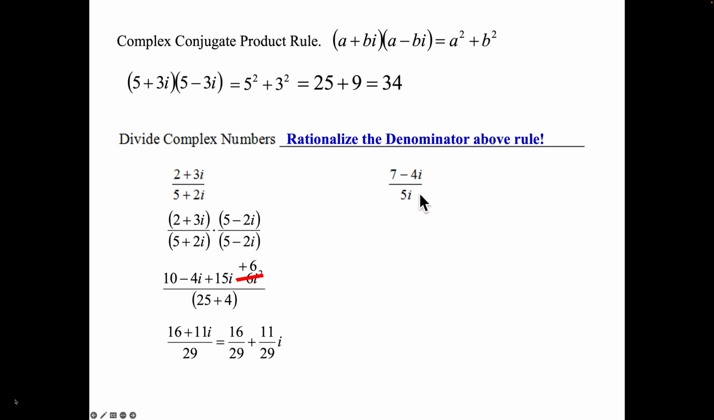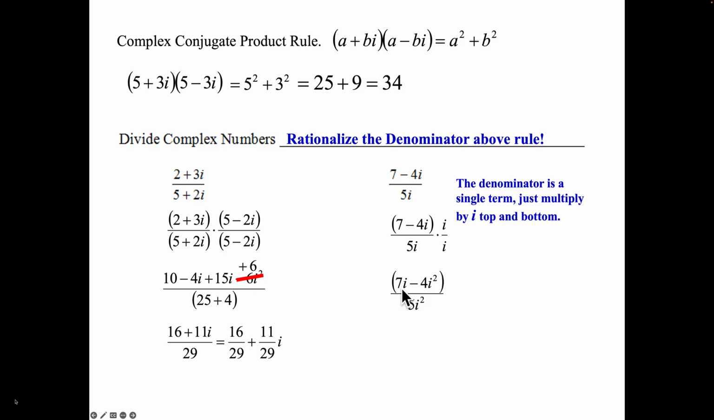Now, if your denominator has just one i term, not two terms over here, but just a 5i, you only need to multiply by i top and bottom. So distribute the i: 7i minus 4i squared on top, and you get 5i squared on the bottom. Now remember, your i squareds become negative 1, so the minus 4 times negative 1 is a plus 4, and you'll have negative 5 on the bottom. So again, the 4 comes first, then the 7i at the end, split it into two fractions, and you're officially done.